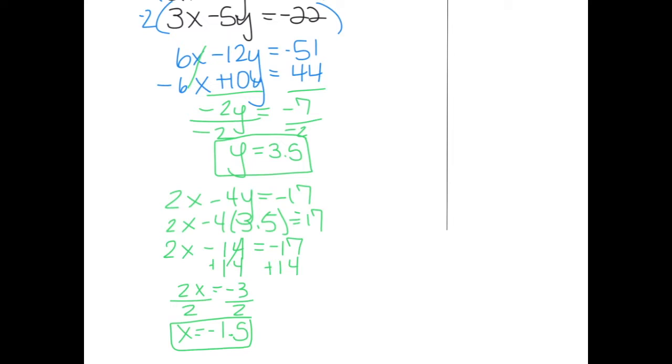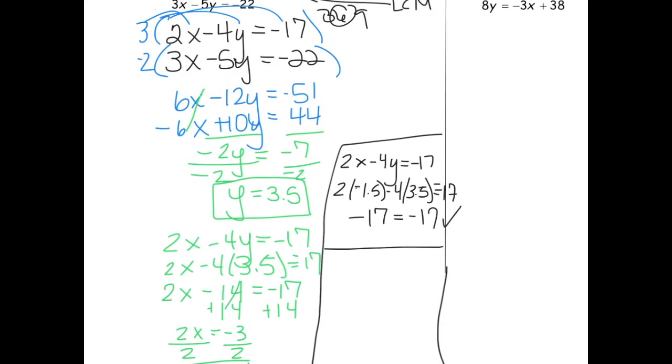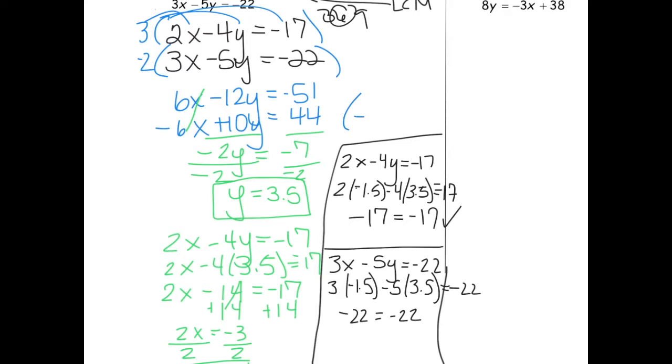The important part is that you check your work. So I'm going to put the check over here for both, and hopefully it works out. So it worked for the first one. Let's try the second. And it works for the second one, so we know that the solution to the system is negative 1.5, comma, 3.5. It's a decimal. All right, next one.